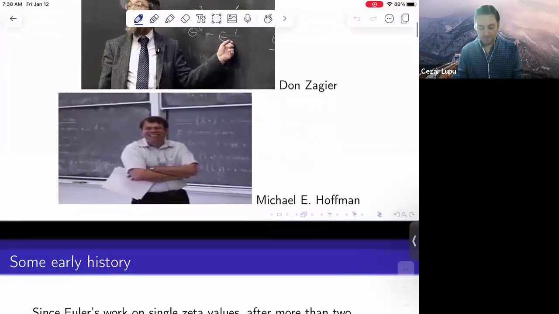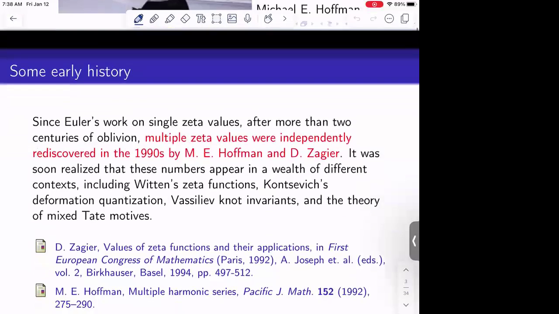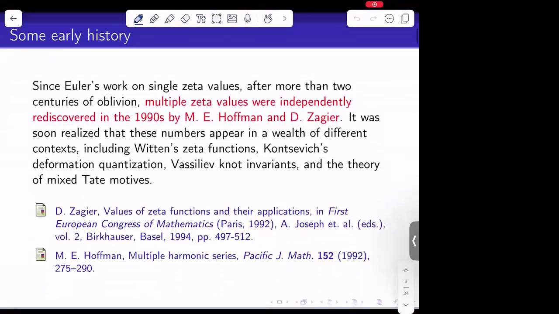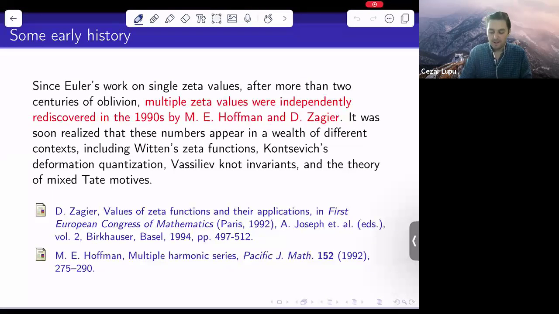Since Euler's work on single zeta values, these two people, in those two papers, independently, revived the subject. Michael Hoffman called them multiple harmonic series. Don Zagier called them multiple zeta values. At first they just wanted to understand what kind of relations there are among these multiple zeta values, and I'll get back to it.